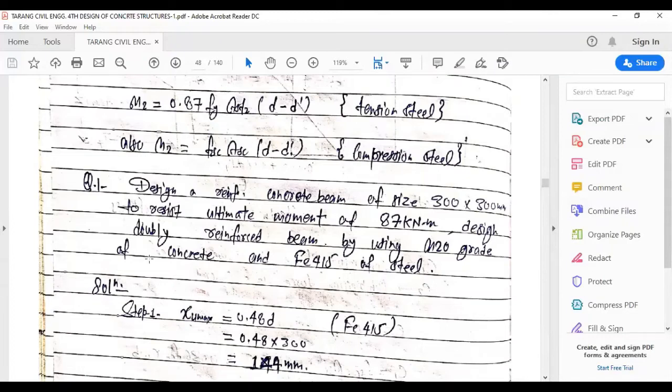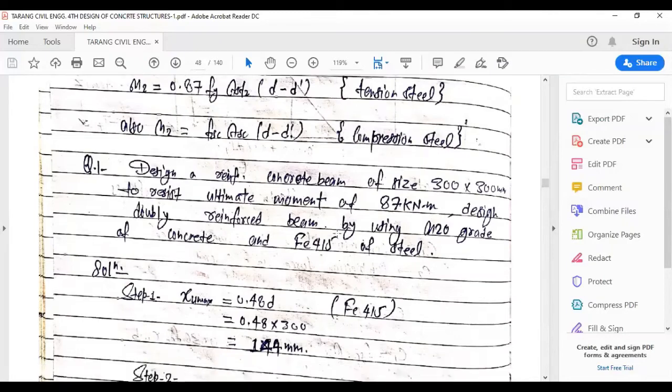Design a reinforced concrete beam of size 300 by 300 mm to resist an ultimate moment of 87 kilonewton meter. Design a doubly reinforced beam using M20 grade of concrete and Fe415 steel.